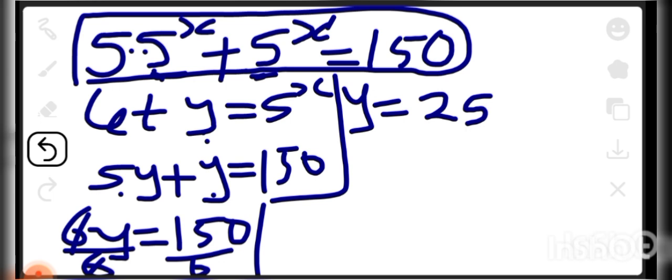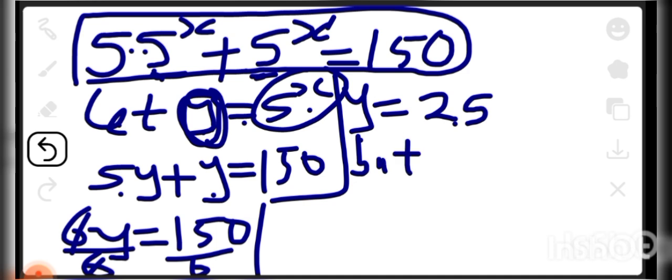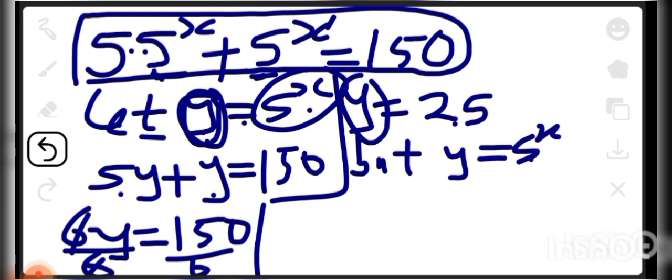Then what about x? We are looking for x, not y. And y, we said let y be equal to 5 raised power x. So that means y is representing 5 raised power x. Since y is equal to 25 now, you come back and say, okay, but we said y should represent 5 raised power x. Any place you see y, you just put 5 raised power x. So you're going to have 5 raised power x is now equal to this 25 here.